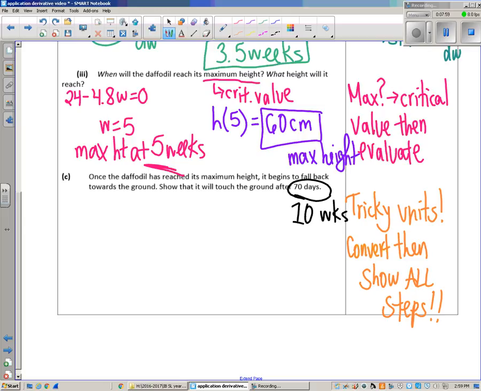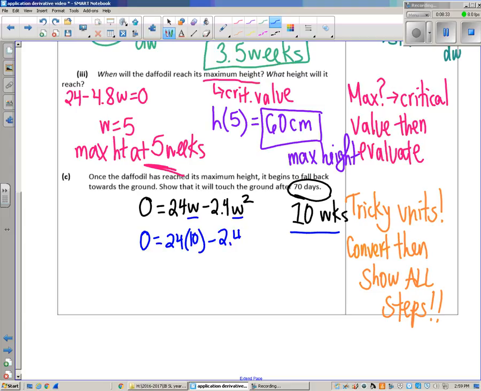So now I'm going to go back to the original. So I know that it's going to touch the ground after 10 weeks, and I want to show that the height will be back to 0. So I'm going to set my original function, 24W minus 2.4W squared, equal to 0. And if I want to show that this is true, I'm going to plug in 10 for my W's, and hopefully it's going to equal out to 0 when I'm done. So I'm going to see if 0 is equal to 24 times 10 minus 2.4 times 10 squared.